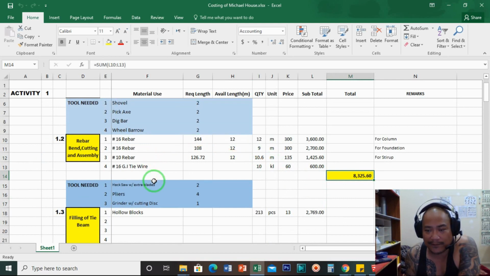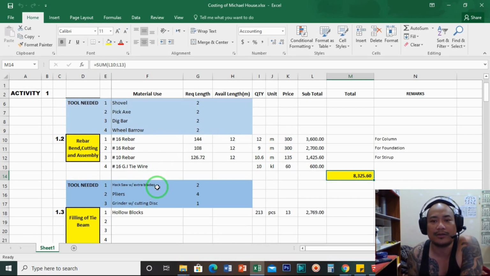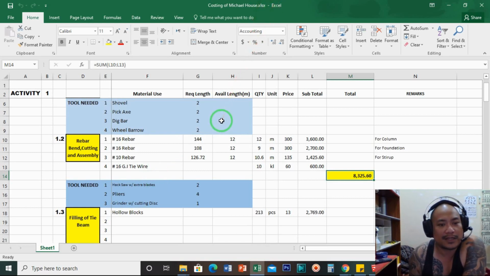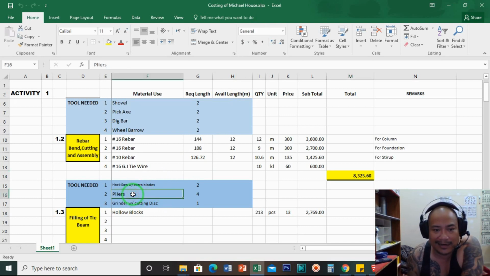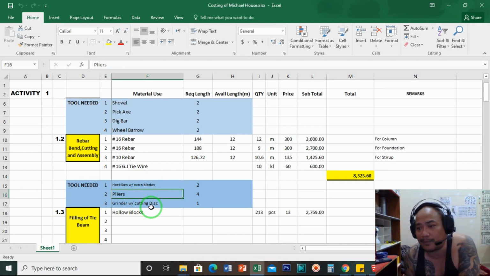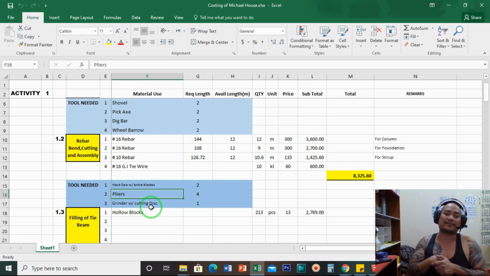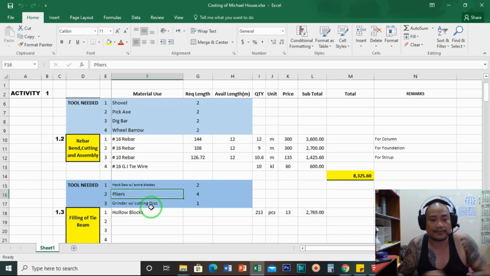So tools, if you have, you can borrow, it's very good. If you will purchase, very good also, depending on your requirement. The tools needed here is hacksaw. We need 2 hacksaws plus extra blades, of course. Pliers, at least 4 pliers. Grinder, power tool grinder with cutting disc, 1 piece if you have it, but if you don't have, hacksaw will do the work.